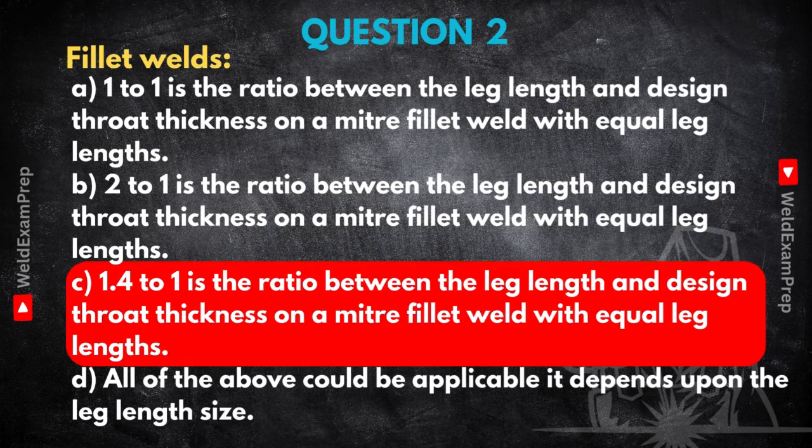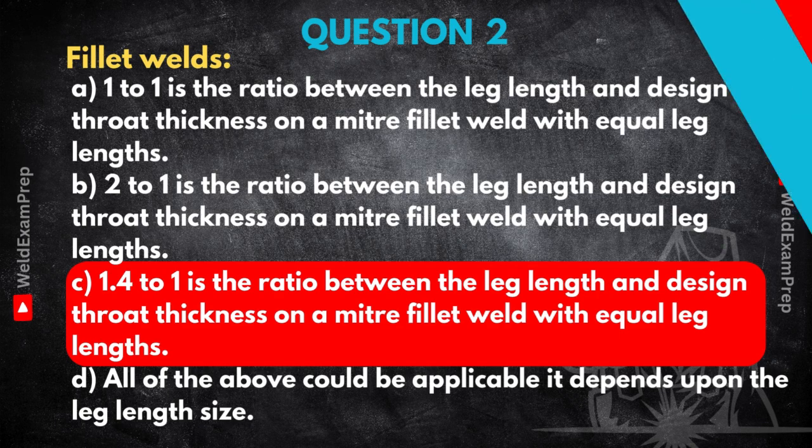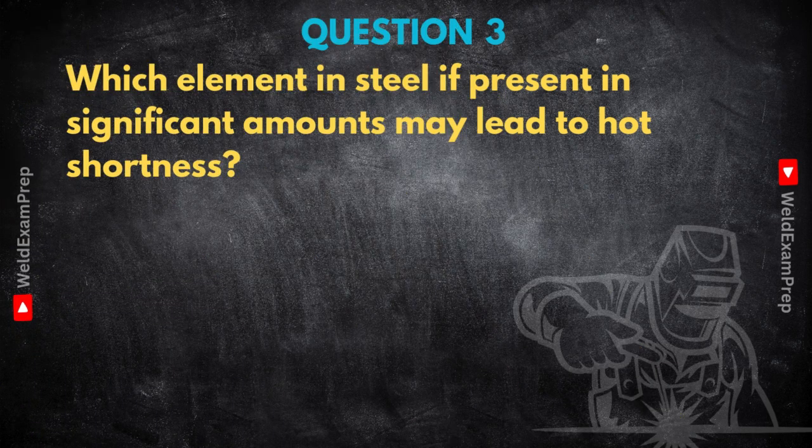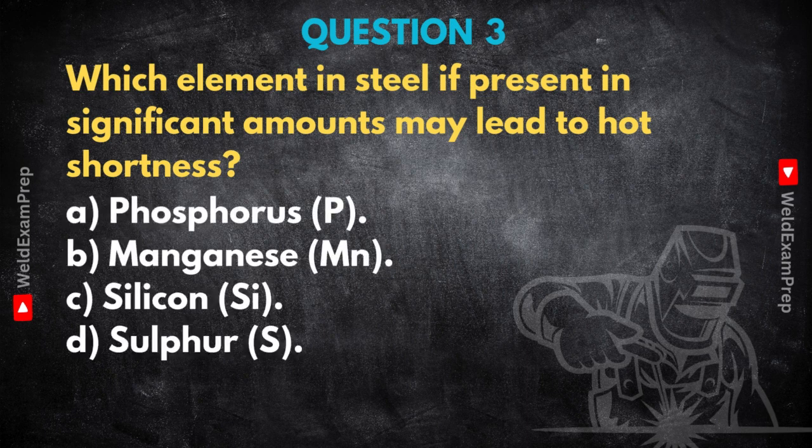Okay, sticking with the fundamentals, let's talk materials. Steel metallurgy specifically, something that can cause real problems during welding. Question: which element in steel, if present in significant amounts, may lead to hot shortness? Is it A, phosphorus, P, B, manganese, Mn, C, silicon, Si, or D, sulfur, S? The one we're looking for there, the main culprit for hot shortness, is D, sulfur.